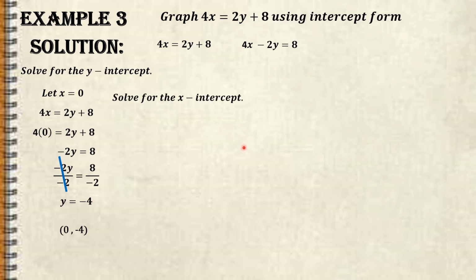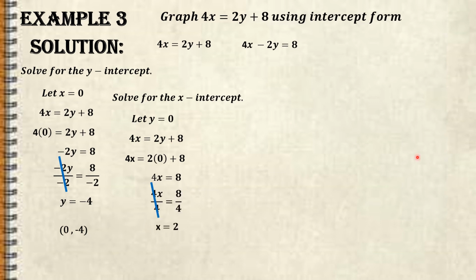Next, for the x-intercept, we need to let y be equal to 0. And then, yan. So, magiging 4x equals 2 times 0 plus 8. So, cancel na natin yung 2 times 0. Remaining is 4x equals 8. Then, divide both sides by 4. So, cancel yung 4 over 4. X, you have now 8 divided by 4. That is 2. So, ang x is 2. Ang y niya is 0. So, we have now our coordinate as 2 and 0.